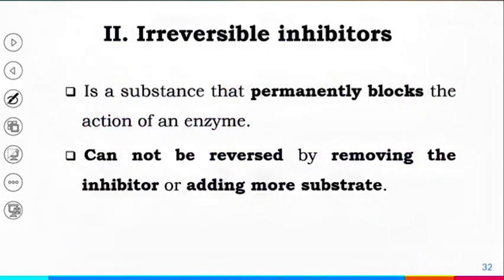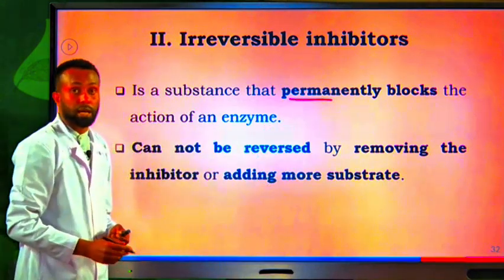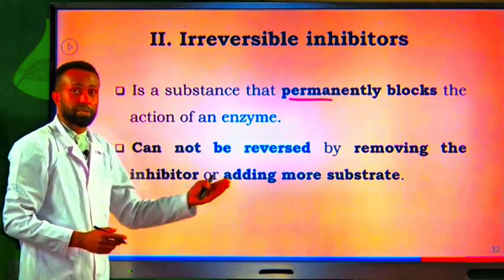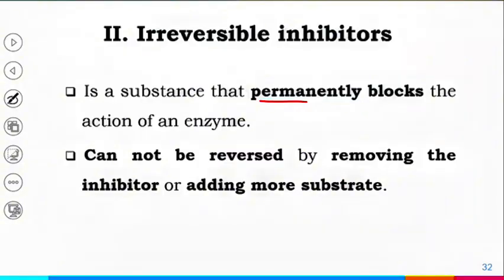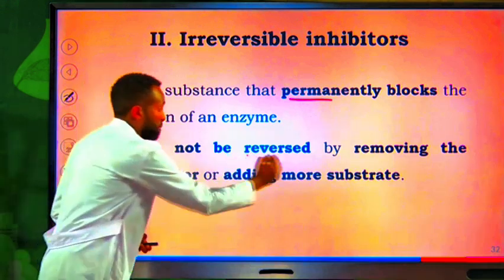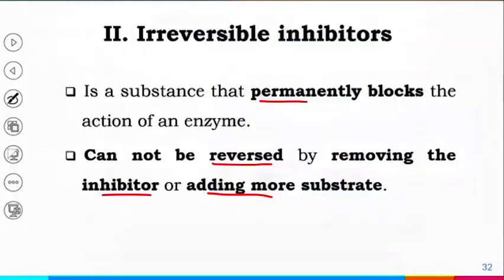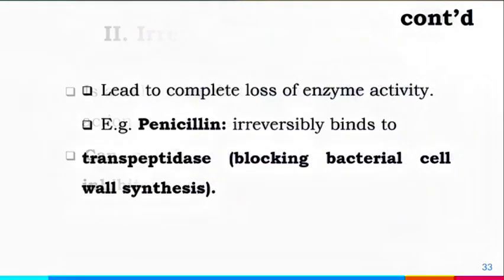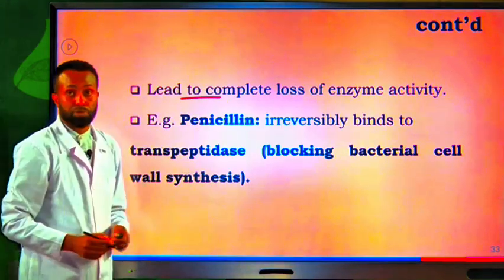Irreversible inhibitors. An irreversible inhibitor is a substance that permanently blocks the action of an enzyme. In the case of reversible inhibitors, it is not permanent; they temporarily block the activity of the enzyme. Irreversible inhibition cannot be reversed by removing the inhibitor or adding more substrate. They permanently block the action of an enzyme and lead to complete loss of enzyme activity.